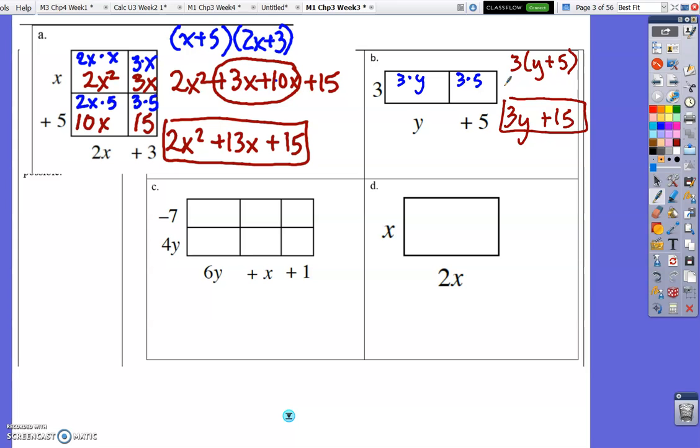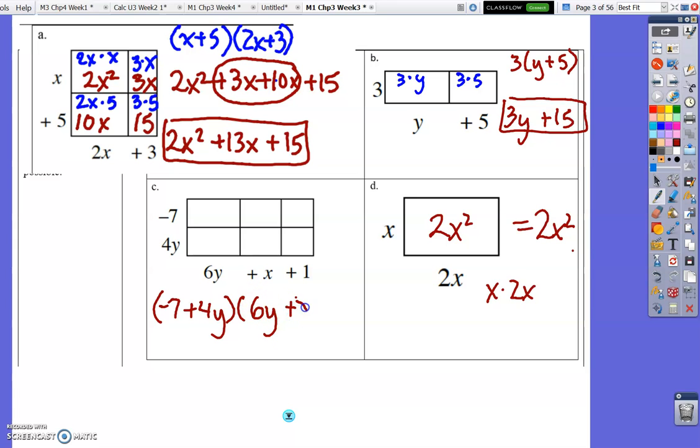The hardest one here is C. I'm not going to do D, it's silly. But C is more interesting. So C, we have negative 7 plus 4y times 6y plus x plus 1. And on this one, I'd like to go a little faster.